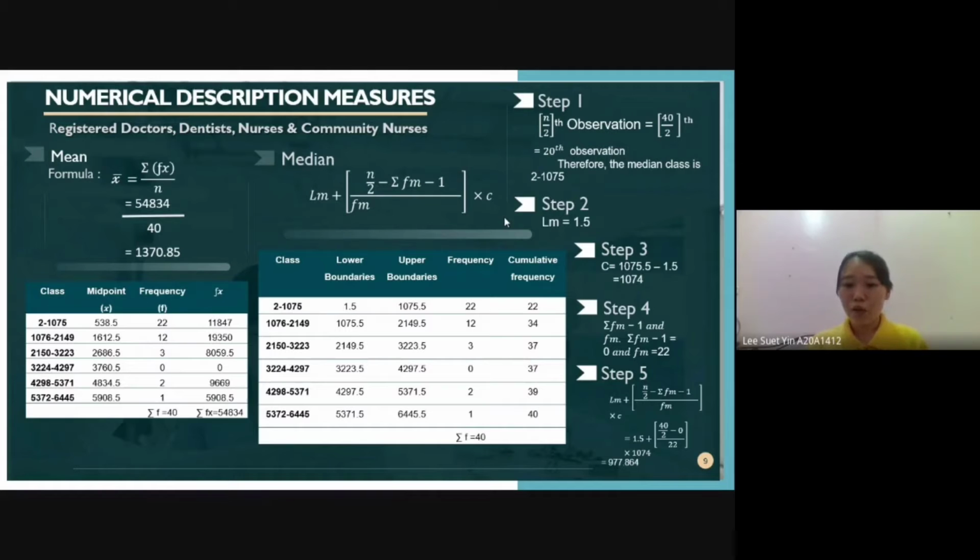We go to step 4, which is to determine the cumulative frequency before the median class and the frequency of the median class. The cumulative frequency before the median class is 0, and the frequency of the median class is 22. So the last step is to calculate the median. We use the formula in the slide, and we get the answer is 977.864.